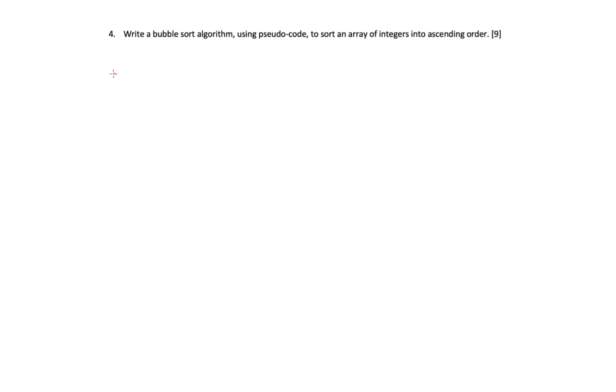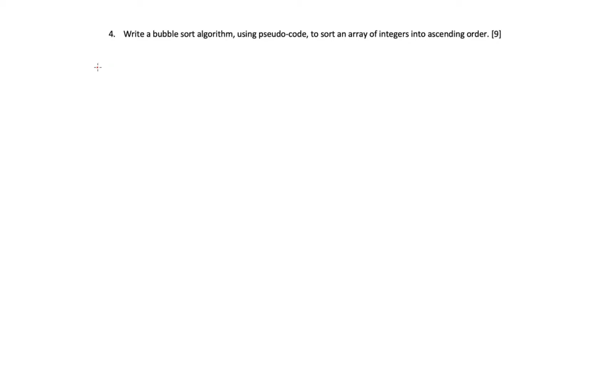Okay, let's have a look at question four. We need to write a bubble sort algorithm using pseudocode to sort an array of integers into ascending order. So most students were able to write a bubble sort, but what they didn't do was sort an array of integers into ascending order. So here, the question wants us to assume that we already have an array. If you declared your own, you wouldn't gain any marks, but you wouldn't lose any either.